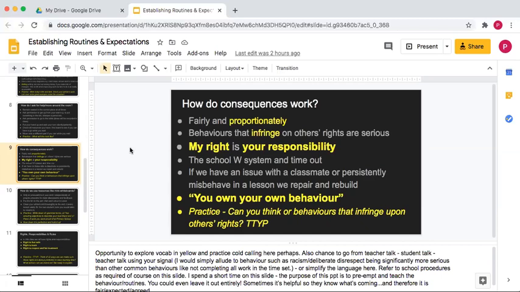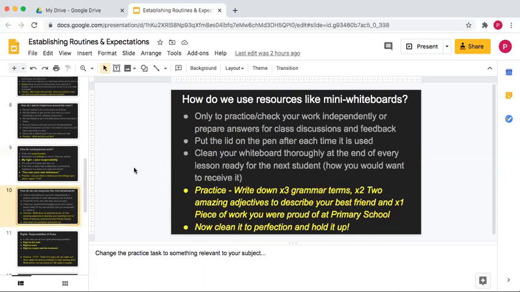And that the students own their own behaviour. Nobody else is responsible for it. They own it. And then obviously we do a talk to your partner again here with the practice. Can you think of behaviours that infringe upon others' rights? Of course, there's some notes there again, and I just give some examples really to them. You might not want to talk about consequences in your first lesson. I do. That's up to you. Just don't use a slide if you would rather not.